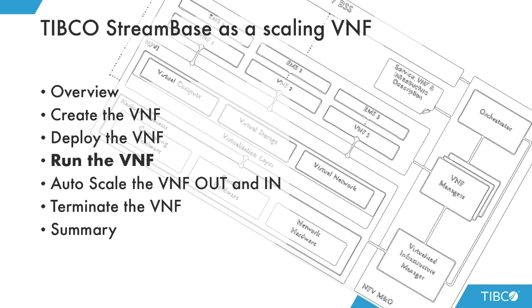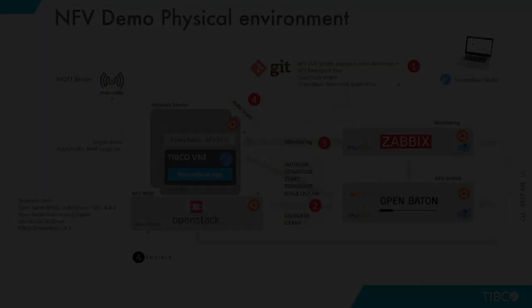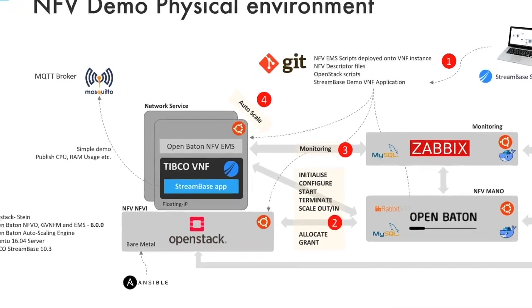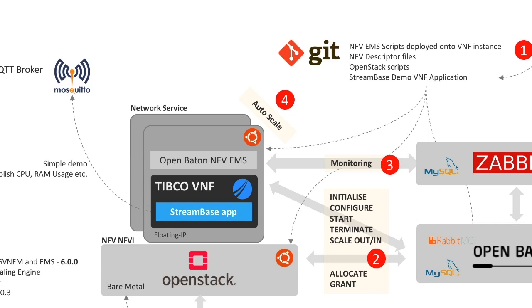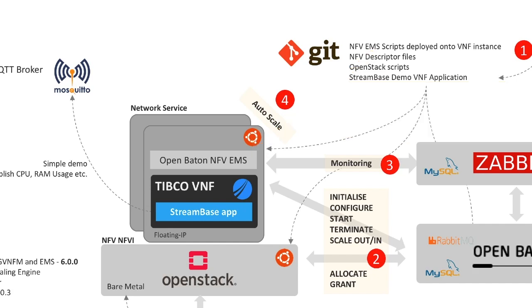Alright, so now we're at a point where we can launch our network service. But just before we do that, there's a few things we just need to look at and remind ourselves of. So here on the Baton dashboard, we can see there are 0 network service records instantiated, and a network service record is an instance of the network service. Also, we've spoken a few times about the VNF lifecycle events and the scripts that implement these. So when the Baton MANO requests the launch of the network service, the scripts are installed onto the default element management system, either from the Baton local repository or from an external repository such as GitHub.